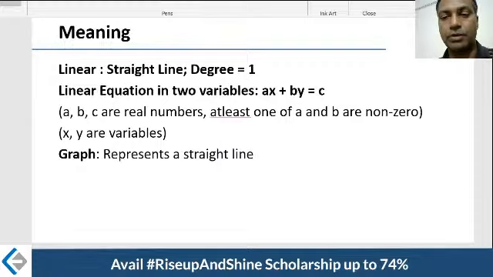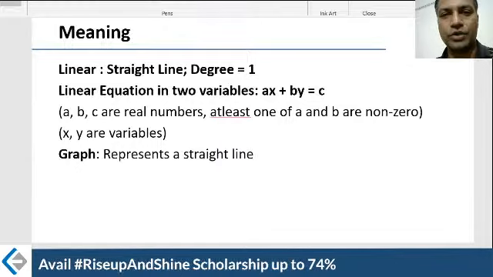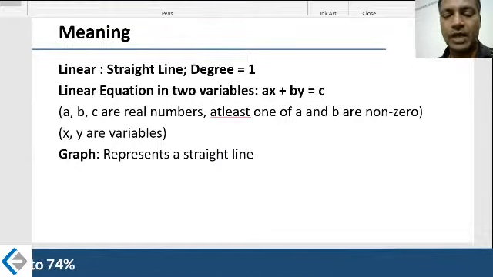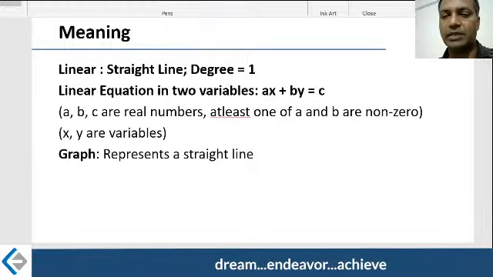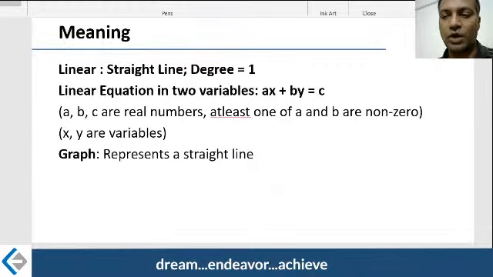If you look at it from the graph perspective, what is a linear equation? A linear equation depicts a straight line, just like a quadratic equation talks about a parabola, as you might be seeing. So the linearity of the equation depicts a particular straight line. Of course, linear in what sense? With two variables: ax + by = c. This is the one that we talk about.